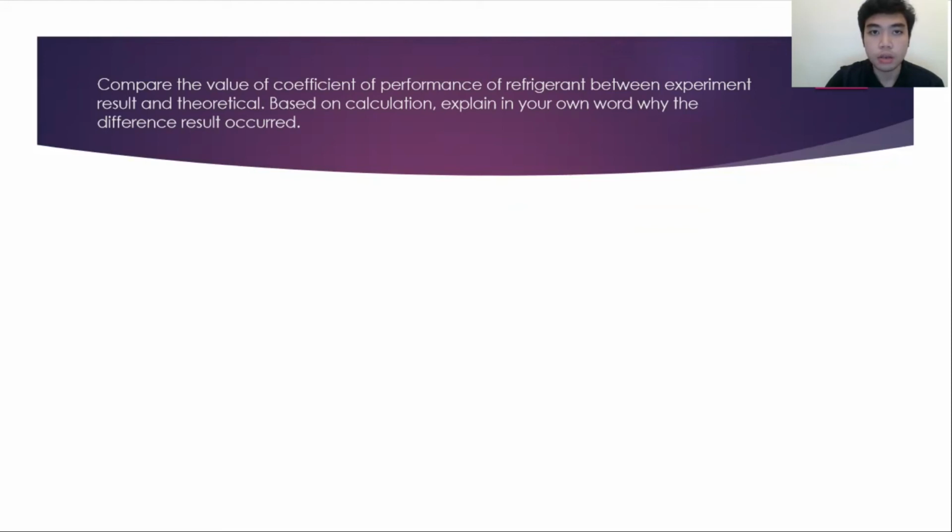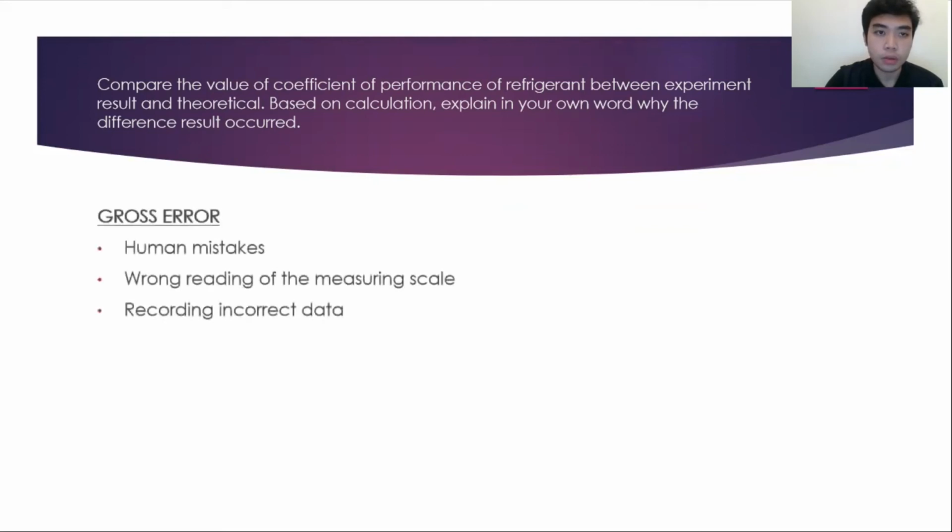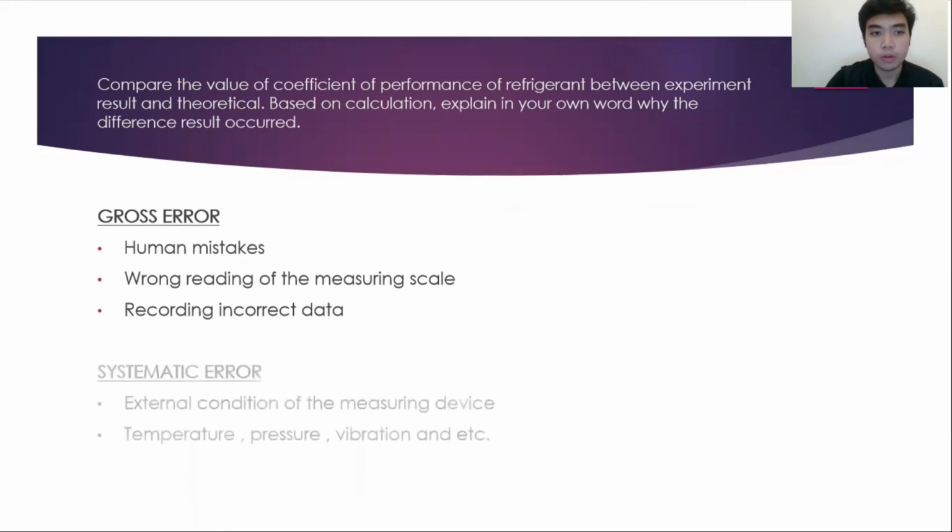Based on calculation, explain in your own words why the different result occurred. Firstly, because of gross error, which is caused by human mistakes, wrong reading of the measuring scale, and also recording incorrect data. Also because of systematic error, which is external condition of the measuring device, temperature, pressure, vibration, and etc.